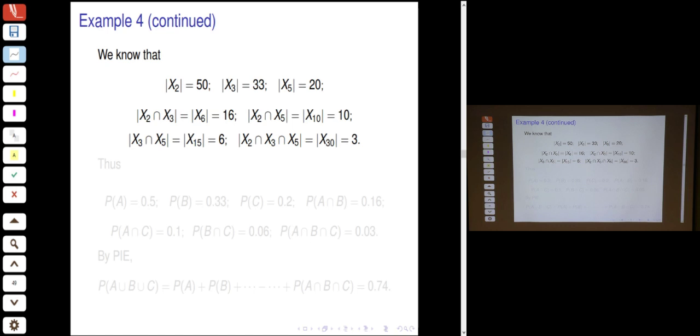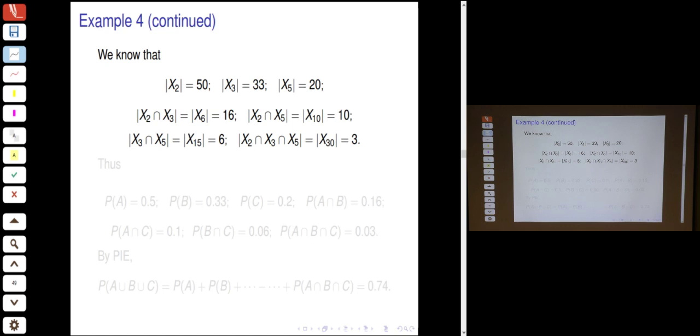So we can calculate x sub 2, which is the number of even numbers between 1 and 100. So it's 100 divided by 2, so it's 50, right? Now, x sub 3 is 33, because the integer part of 100 over 3 is 33. And x5 is 20. So now we have to calculate the intersections.